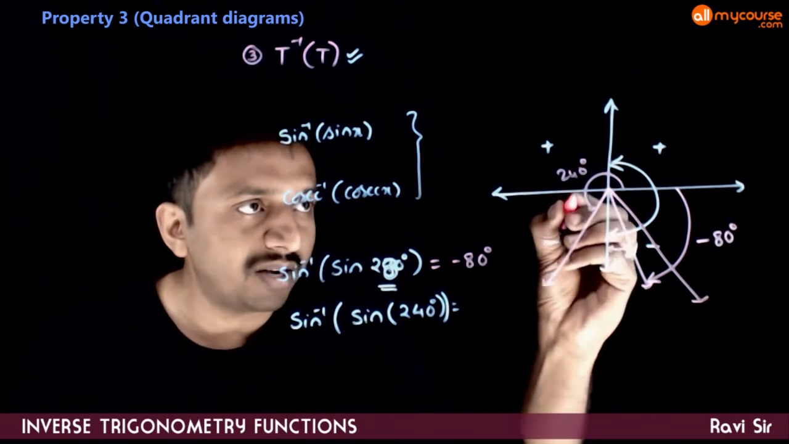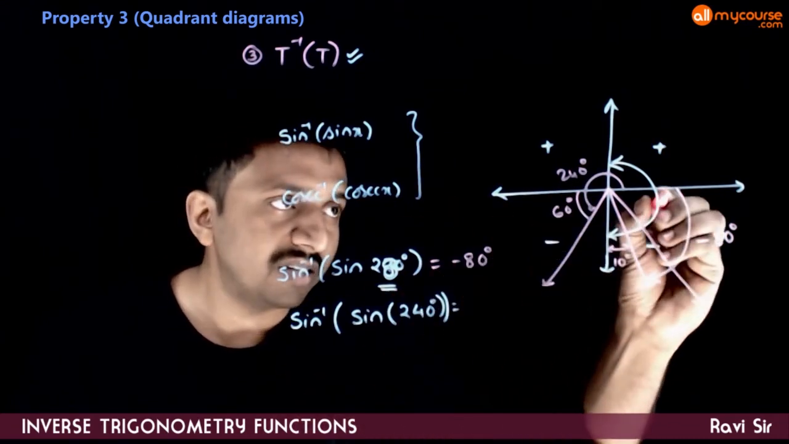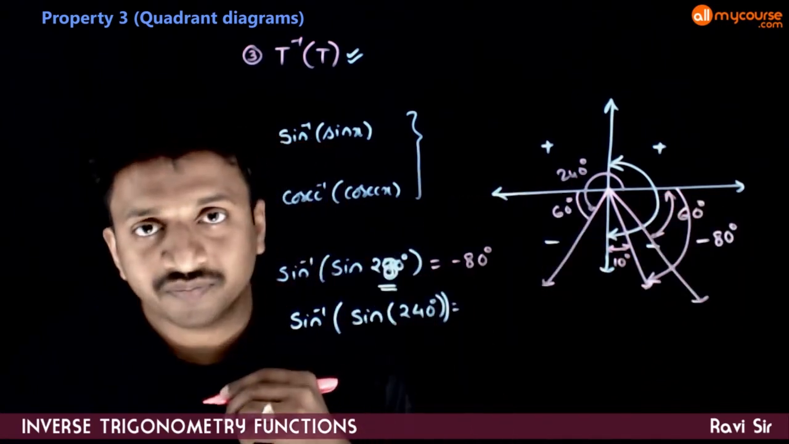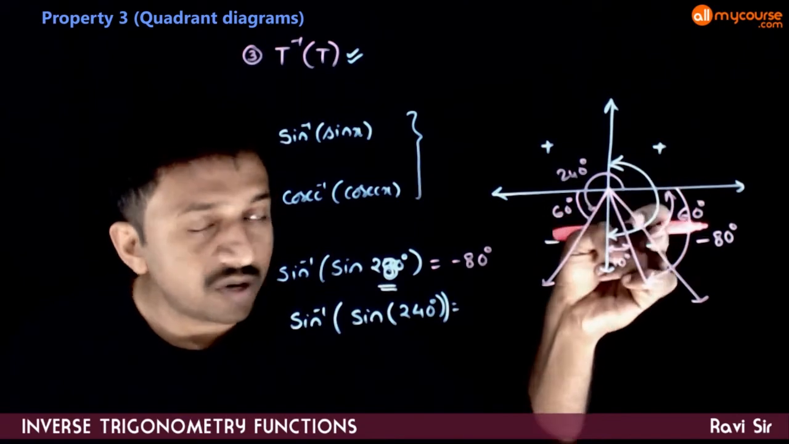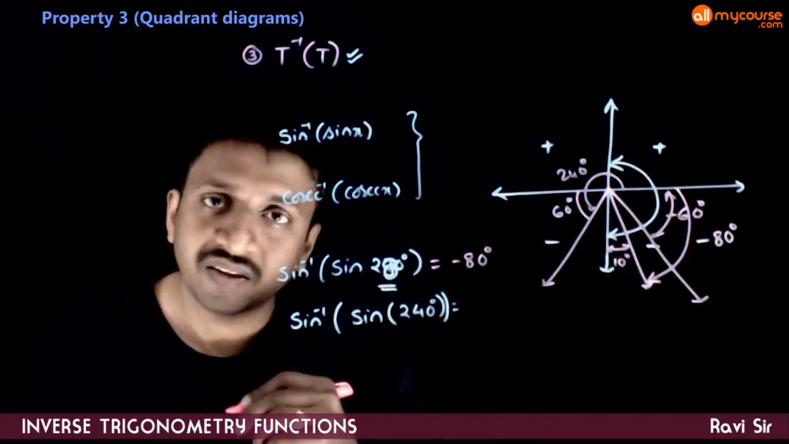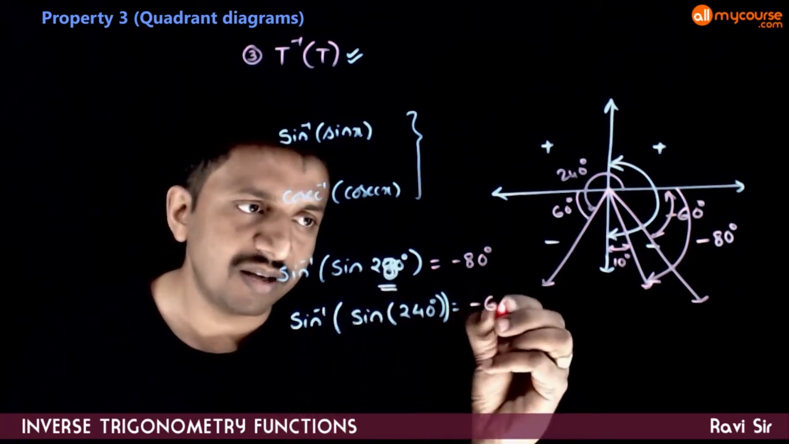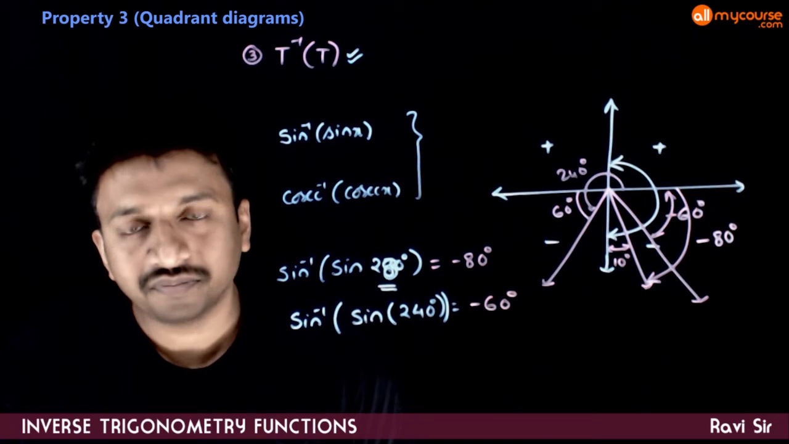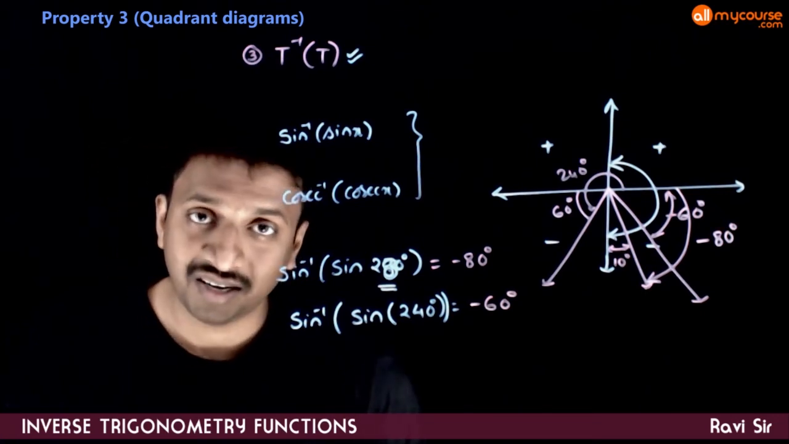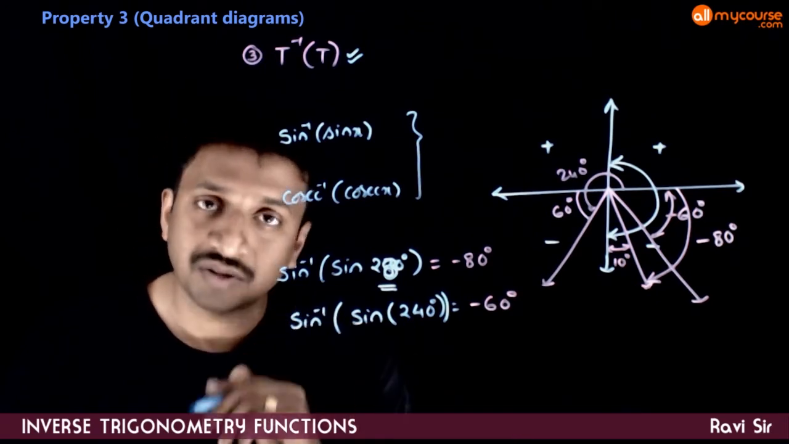So if this is 240, this angle is 60 degrees. So on reflection, this angle numerically is also equal to 60 degrees. Now what is the angle corresponding to this ray in the standard convention? Minus 60 degrees. So the value of sine inverse of sine 240 is minus 60 degrees. So I hope this is clear. So you can solve some difficult problems using this also.